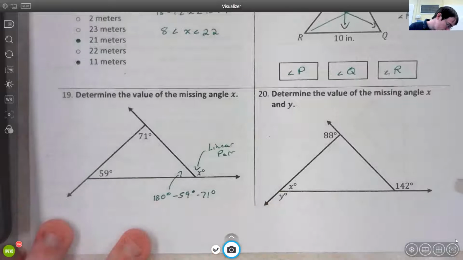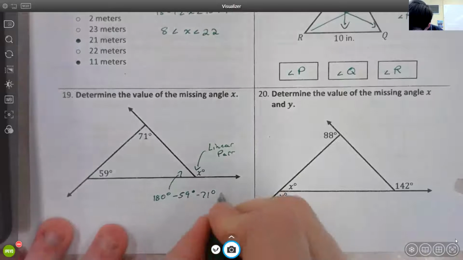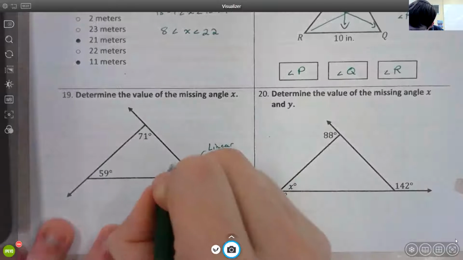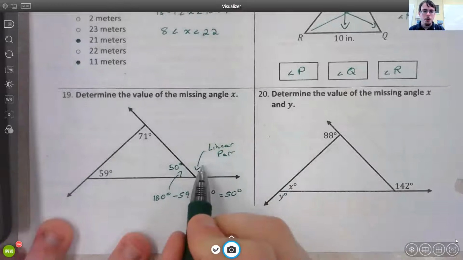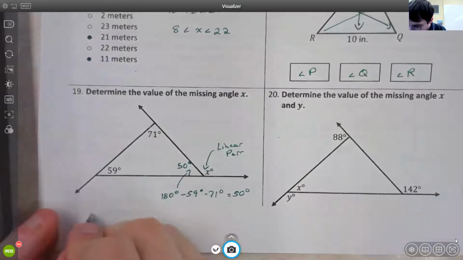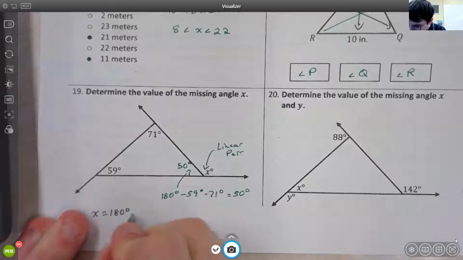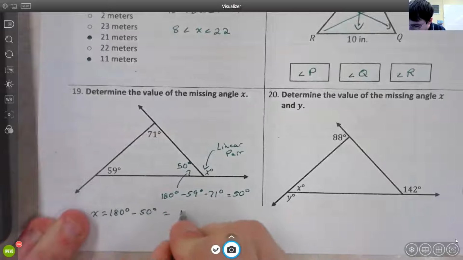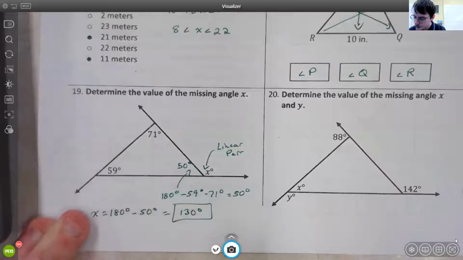No, excuse me, sorry. No, it does give us 50 degrees. I'm reading it wrong. So this one here is 50 degrees. Remember that linear pairs are supplementary. So that means that X is equal to 180 minus 50 degrees, which is 130 degrees.